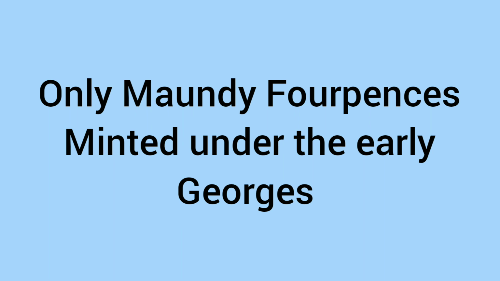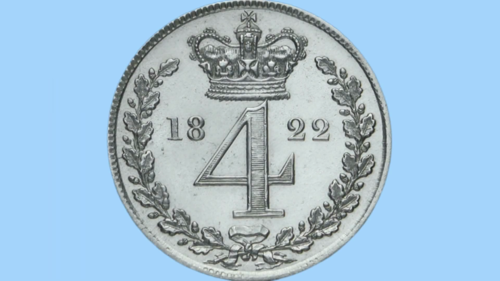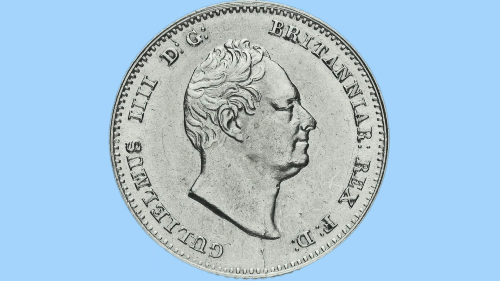Now then, only the Maundy 4pences were minted under the early King Georges. That's George I, II, III and IV. By the reign of George IV, the Maundy 4pences looked like this. With modern minting methods, they were all precisely the same weight and diameter. And this is the design that would stay until present day, 200 years later from that coin being made.